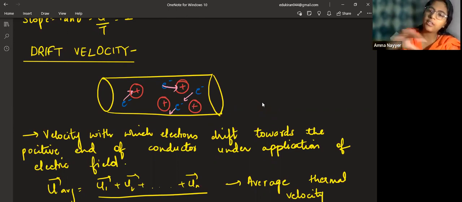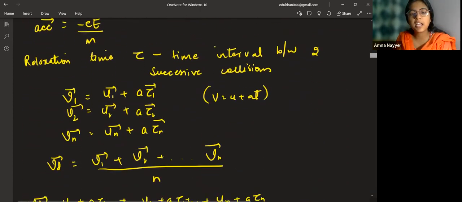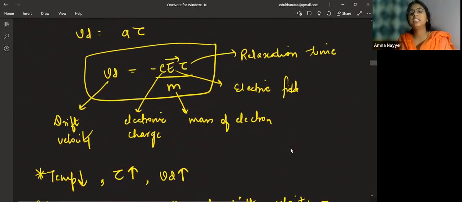So what do we do? We take the average of all the velocities executed by each individual electron, and that average velocity with which the electrons are actually moving, drifting from the negative terminal towards the positive terminal, is known as drift velocity. The derivation is not needed now. You just have to remember this formula: Vd is equal to minus E tau by m.